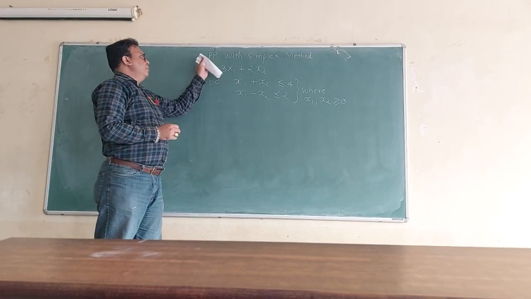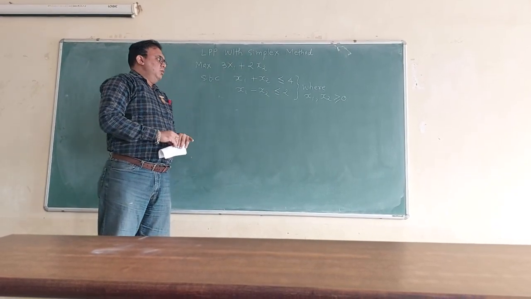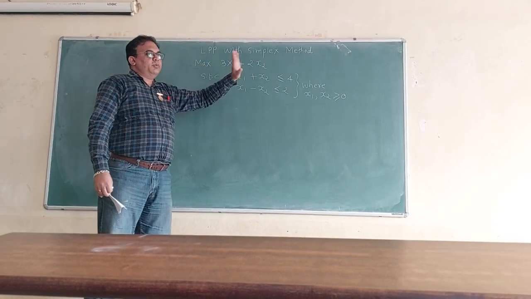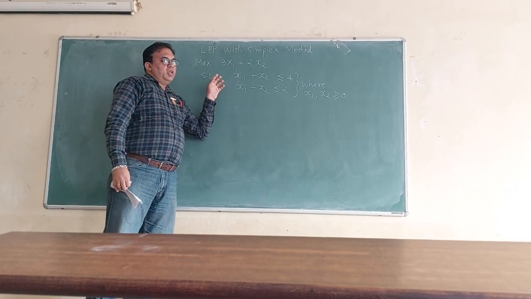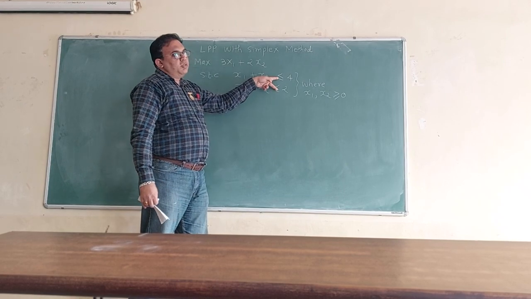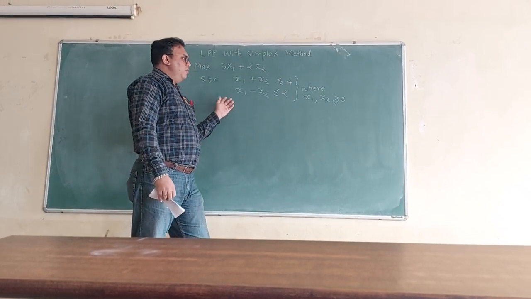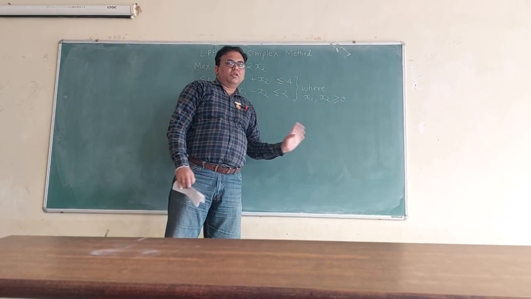Problem of linear programming, but the solution with simplex method. This is an equation. Maximum 3x1 plus 2x2. STC means subject to constraint, and the constraint has two equations. These two equations have the less than sign, right? And in this case, the values of x1 and x2 should be greater than or equal to 0.